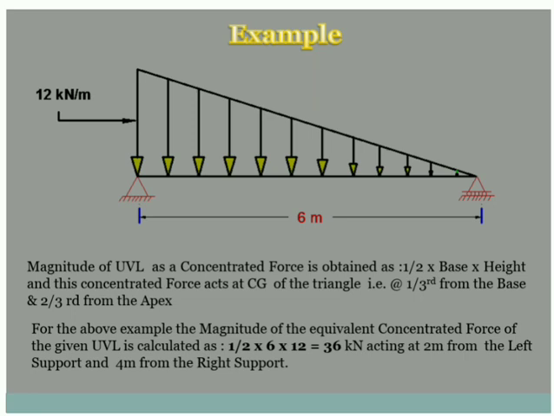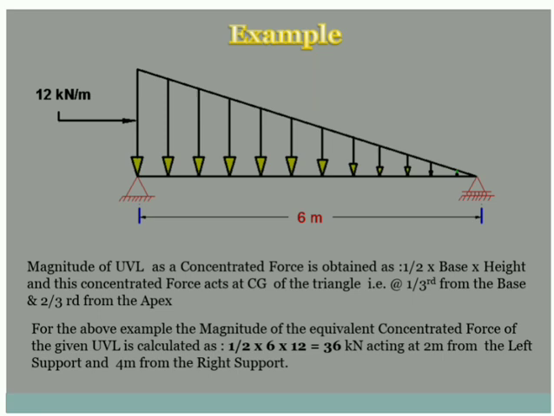So it acts at 1/3 from the vertical side or 2/3 from the right side support. So 1/3 of 6 is nothing but 2 and 2/3 of 6 is nothing but 4. So a single point load will act at 2 meters from the left support, 4 meters from the right support when we convert it to an equivalent point load.